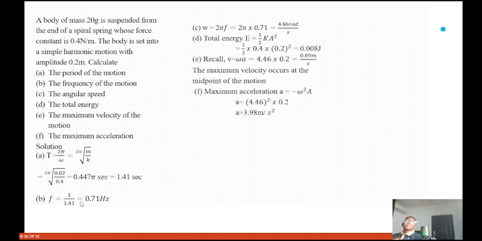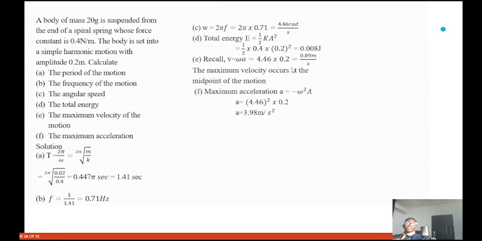Then what is now the frequency? We know the relationship between frequency and period is 1 over the period, and it gave us this. And that is cool. So the next question is the angular speed. So simple. We already know the angular speed is 2 pi f, right? Then 2 pi multiplied by the frequency we got, 0.71, and we got our answer as 4.46 rad per second, and that is okay.